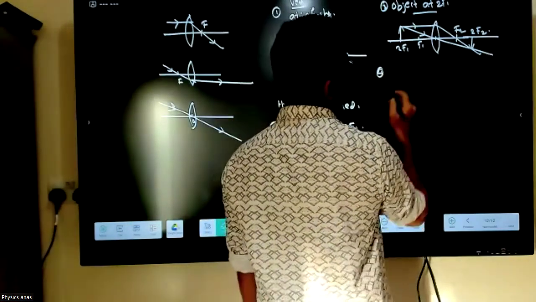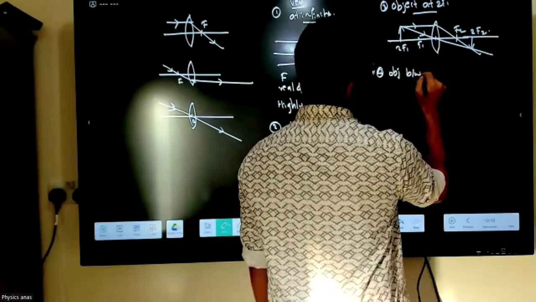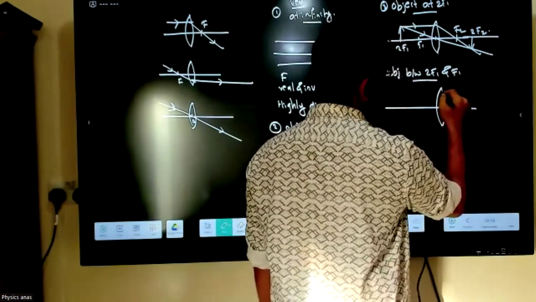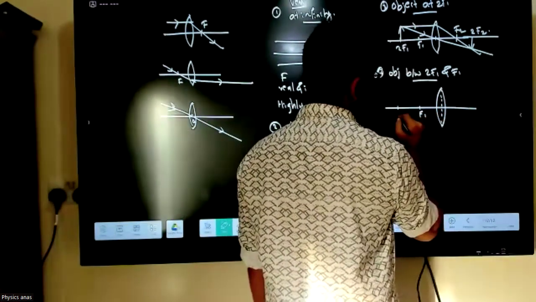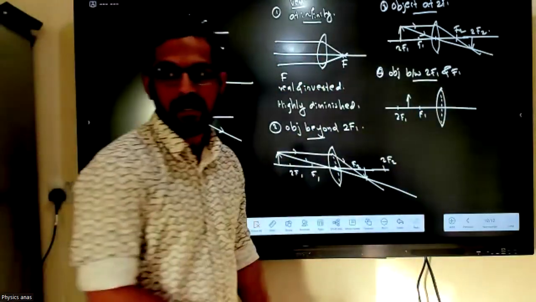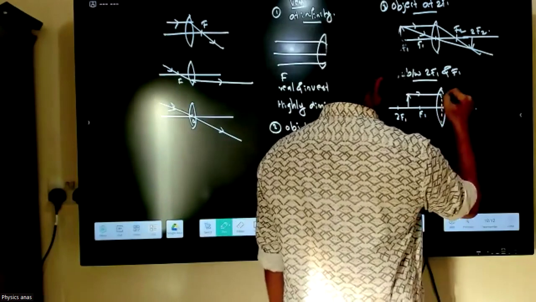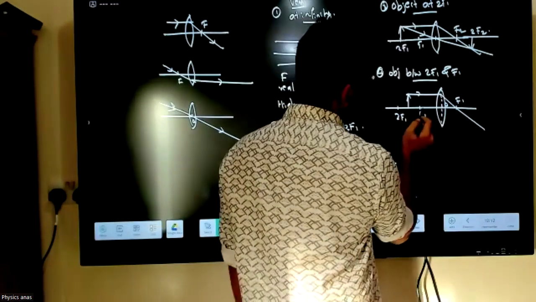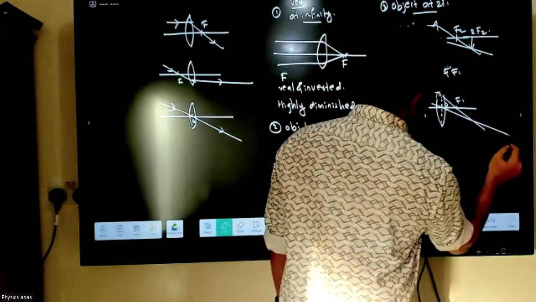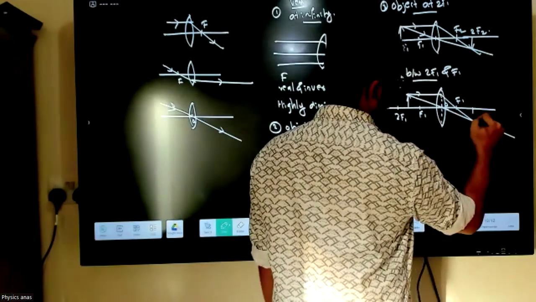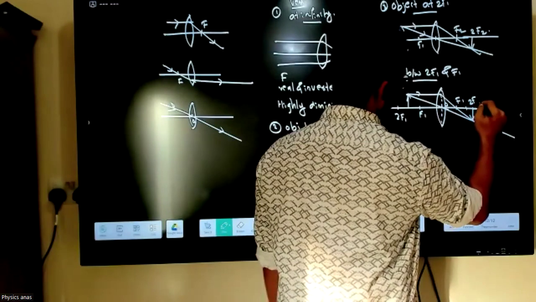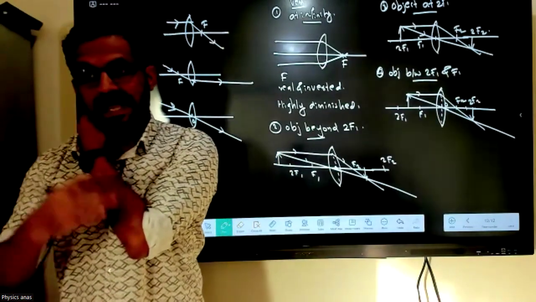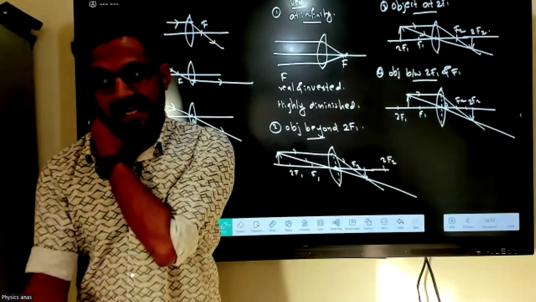And the fourth one. Now the object is between 2f1 and f1. This is f1, this is 2f1. This is the first light ray passing through principal focus like this. This is the optic center passing through like this. So the image will be beyond 2f2, and it will be enlarged, and it will be real and inverted.